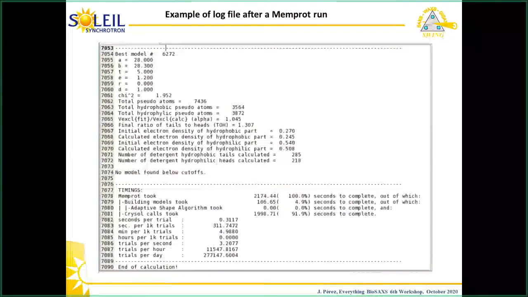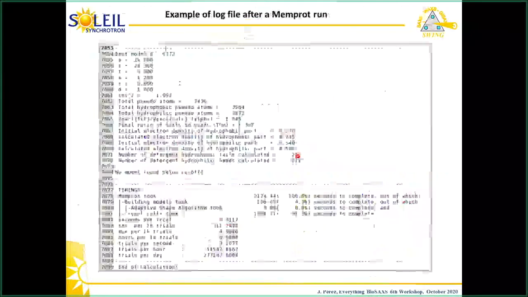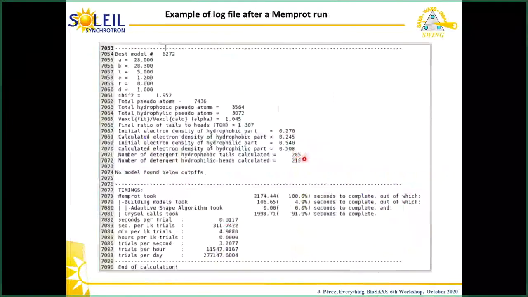So we didn't want to put this equality as a constraint. So to say, we didn't want to fix the ratio between the number of electrons of the heads and the number of electrons of the tails in the Memprot approach. Instead, we use the output here as a check that the model is correct.